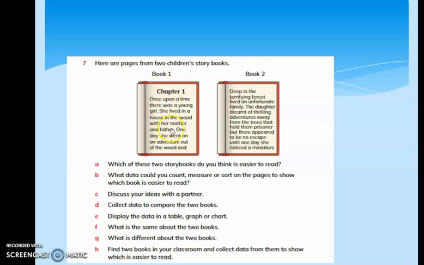There are only 9 lines in a page. Here there are 12 lines in a page. So this looks more crowded. Moreover, there are much bigger words in this book compared to this book. So this book seems to be easier to read. Which of these 2 storybooks do you think is easier to read?